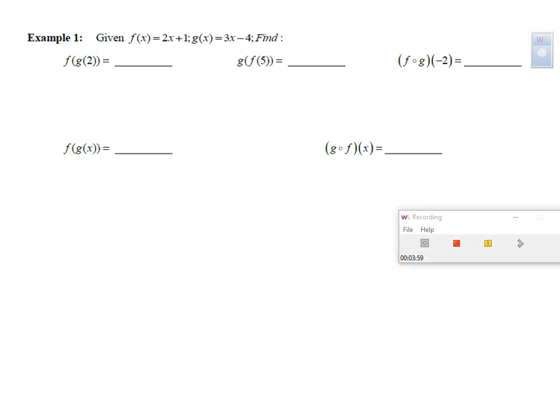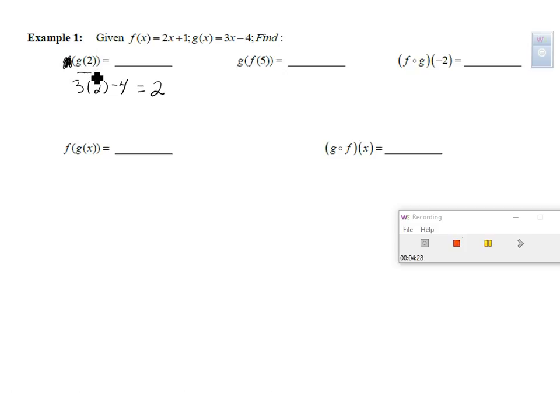So here goes. My first one says f of g of 2. Guys, here's what this means. Ignore the function of f for a second. It means go find me g of 2. It means go to the function of g and plug in 2. So I'm going to go 3 times 2 minus 4, and at this moment, I'm at 2. That's not my answer yet. So I've done g of 2.